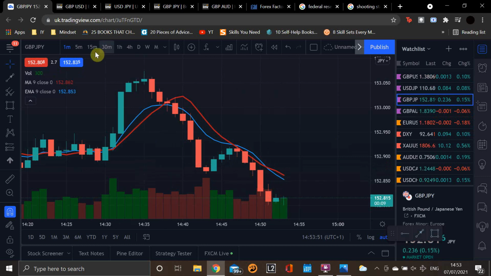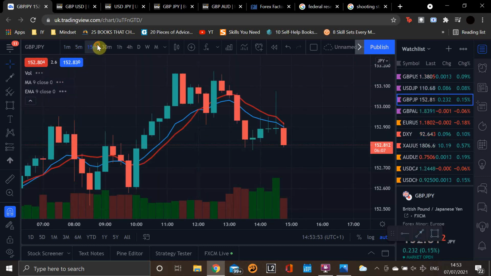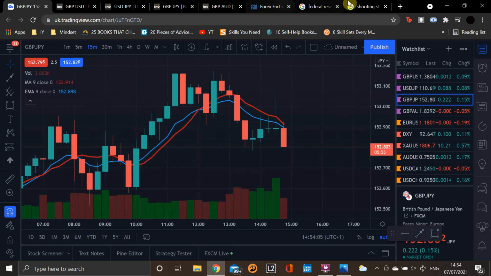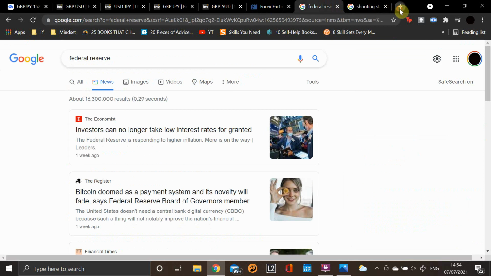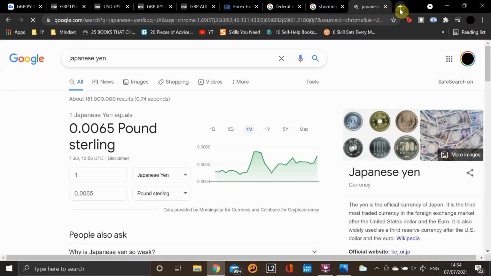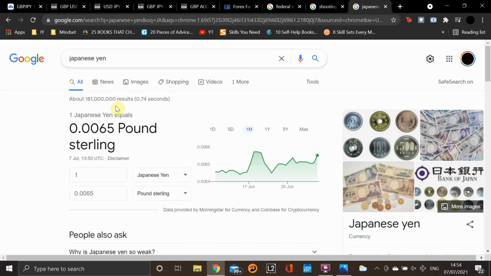JPY, see what's going on there. So it's clearly the Japanese economy that's being strong. The Japanese economy is strong. Don't know, maybe they've released something that I don't know about.